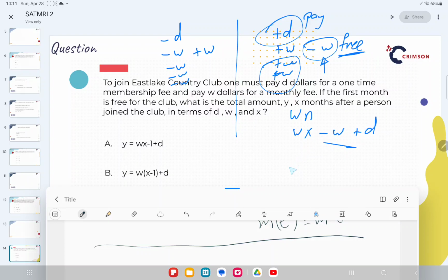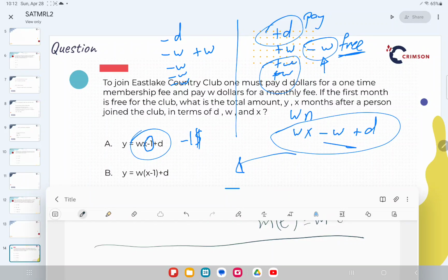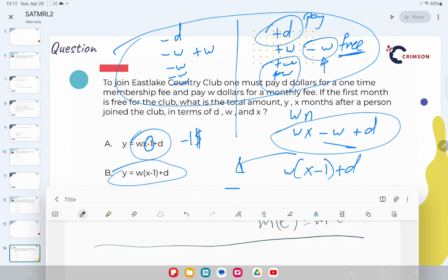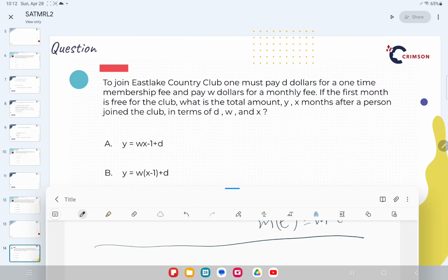Now, why don't we consider this one? Because you have minus 1. Of course, I'm not subtracting $1 from here. Now, if I take this one over here, the logic that I'm applying, and I take w as a common factor, so x minus 1 plus d. So this is my equation. I hope this one was clear. If you have any questions on this one, let me know.